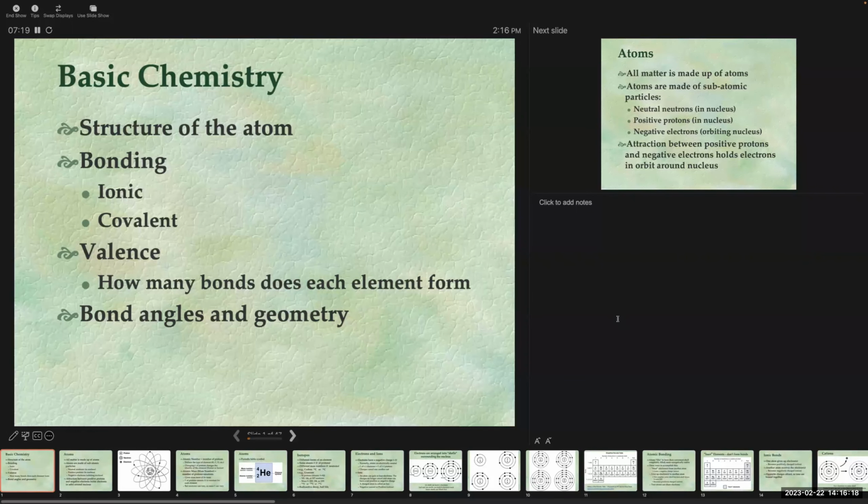So you can see here just what I hope to do today is review the structure of the atom, review different kinds of bonding, a little bit about ionic bonding, but really focusing on covalent bonding because that's the most common form of bonding found in organic molecules. Talk about the concept of valence, which simply means how many bonds does each element form. Like I said, carbon forms 4, nitrogen forms 3, oxygen forms 2, hydrogen forms 1. And then talk a little bit about bond angles and bonding geometry so that you can actually illustrate these bonds correctly in three-dimensional space.